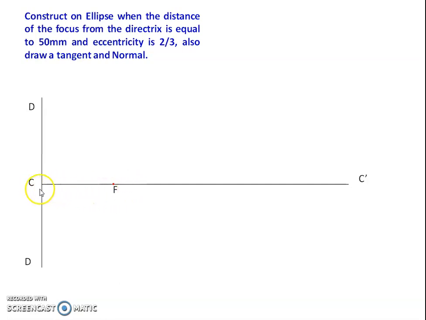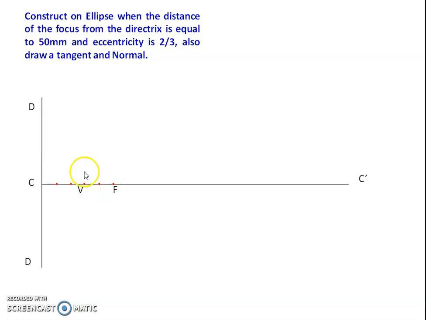Now the CF distance is divided into 5 equal divisions: 1, 2, 3, 4 and 5. Now mark the vertex point. The ratio is 2 by 3, where 2 equals Vf and 3 equals Vc. So take 3 divisions from C and 2 divisions from F, and mark the vertex V there.